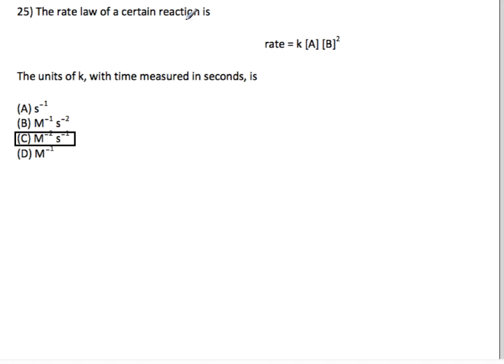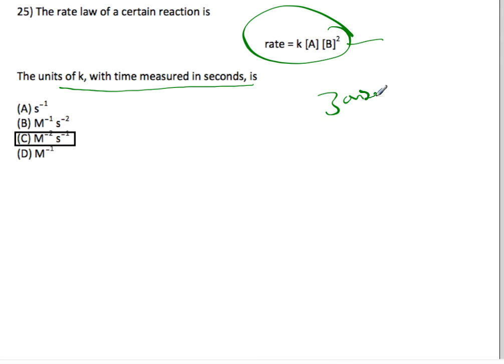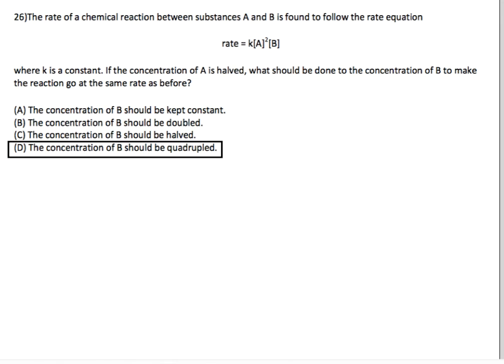25. The rate law of a certain reaction is given, and they're asking what the unit of k is if you're measuring time in seconds. Well, what's the overall order of this? This is first order with respect to A. This is second order with respect to B, so it's third order overall. So I'm going to do the 1 minus 3 with the molarity, and then it's going to be per second. So that means I'm going to have M negative 2, s negative 1. Definitely have to be able to find the units for k.